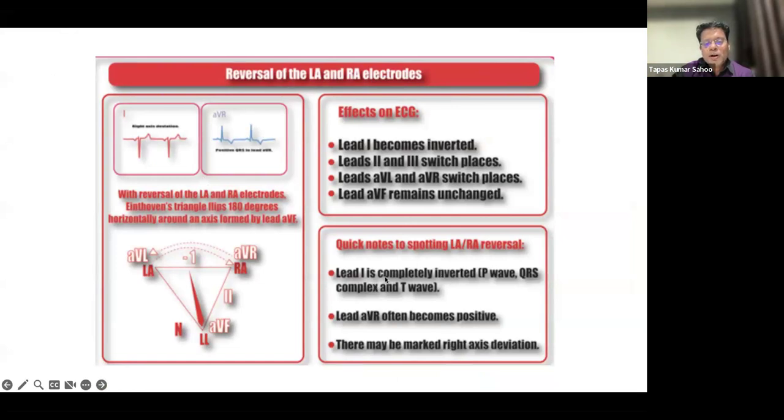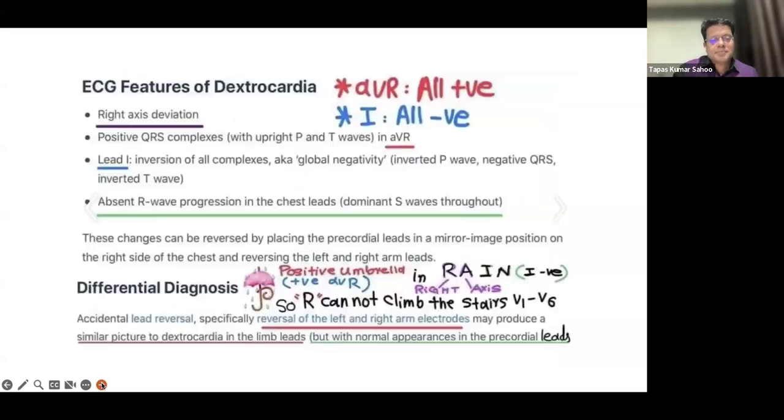Right? So lead 1 is completely inverted: P wave, QRS complex, and T wave. Lead AVR often becomes positive like this here, and there may be marked right axis deviation. And the treatment or the definitive diagnosis, you change the leads and you will get the correct ECG. This is just one of the treatments. If somebody asks what you will do next, and if the examiner asks you, you would just say that I will change the leads and again check.